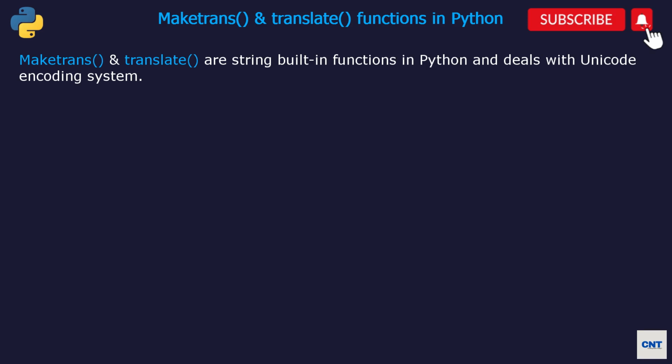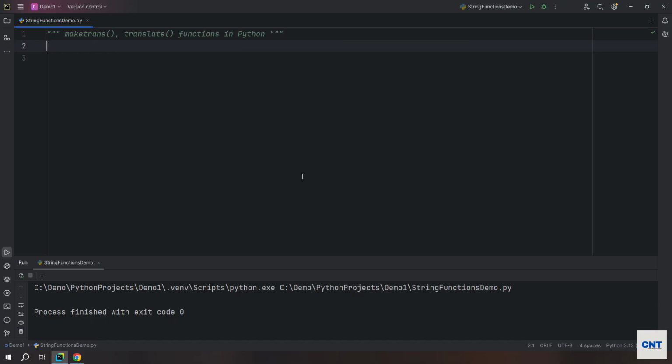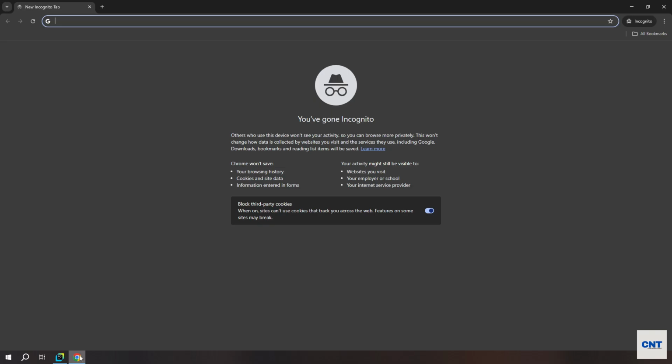The str.maketrans function is a static function. It is used to create a one-to-one mapping of a character of a string to its translation, that is, to specify the list of characters that need to be replaced or deleted from the whole string. A Unicode representation of each character is created by this maketrans function for the translation. Let me show you what a translation table is.